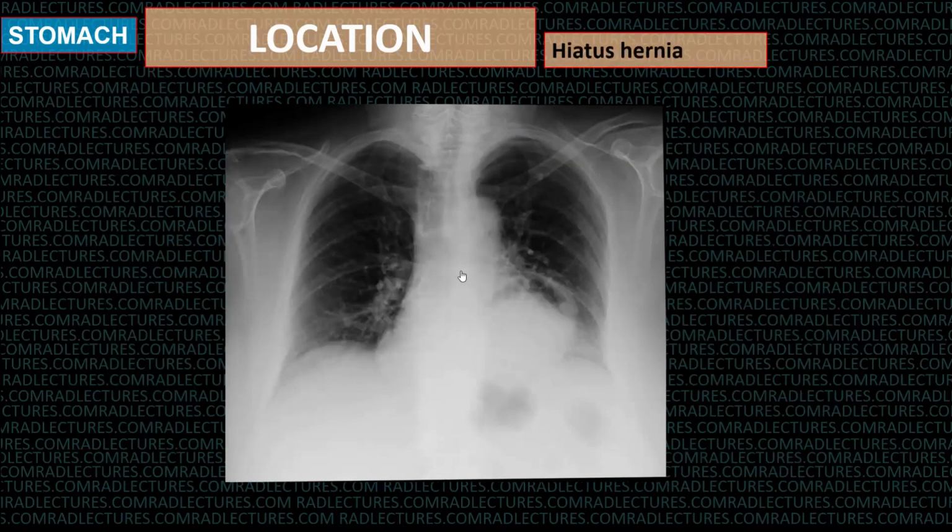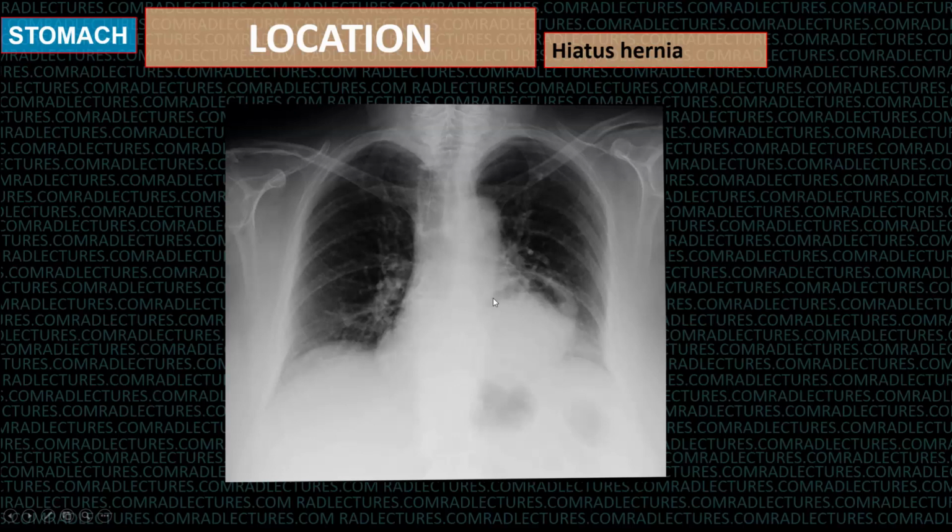Hiatus hernias can also be seen on chest x-ray many times. We see this very often because a lot of our population is older, and it is very common amongst the older population to have a hiatus hernia. On a chest x-ray, it will appear as an air-containing structure behind the heart. Mostly it is located to the left, but depending on its size, it may extend to the right.